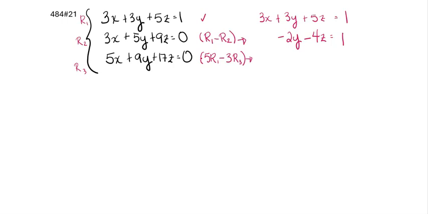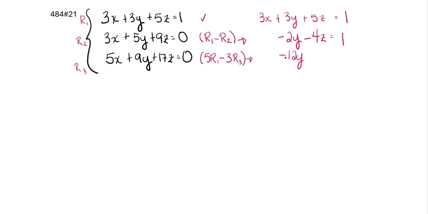Now I'm going to take 5 and multiply it by the black 3y in the first row. So 5 times 3y is 15y. And then 3 times 9y gives me 27y. So 15y minus 27y is negative 12y.